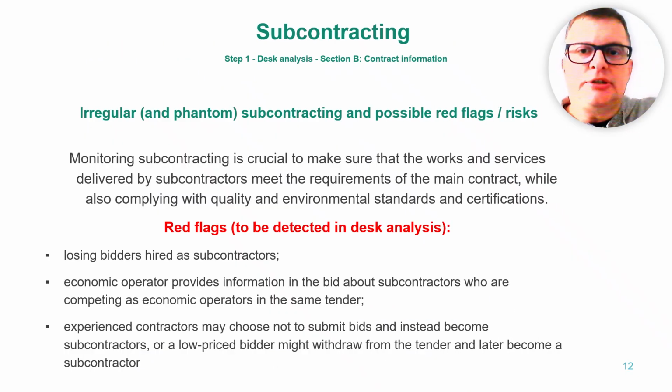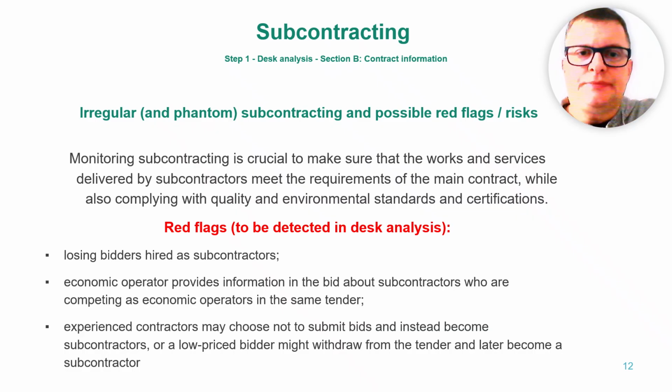Irregular and phantom subcontracting. What it means and why it matters. When a big project is funded, say to protect the environment or fight climate change, the main contractor often hires smaller companies, subcontractors, to do parts of the work. That's normal. But sometimes subcontracting is used in shady ways, and that's where corruption can sneak in.